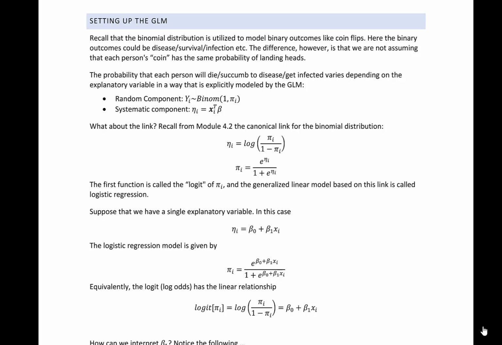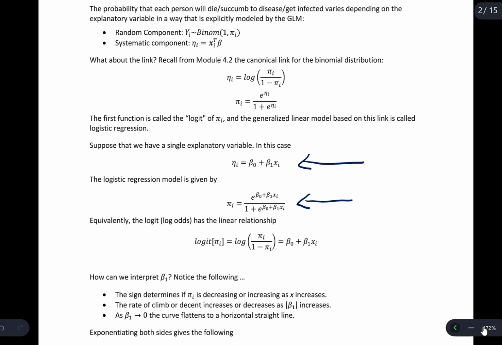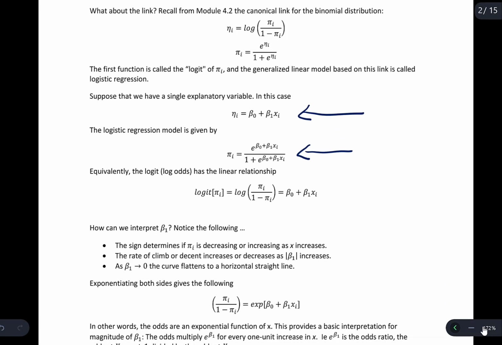So what about the link? Recall from Module 4.2, the canonical link for the binomial distribution is as follows. The function is called the logit of pi i, and the generalized linear model based on this link is called logistic regression. Suppose that we have a single explanatory variable. In this case, our systematic component will only consist of the intercept and the coefficient for that explanatory variable. The logistic regression is then modeled by the following. And equivalently, we can write the logit or log odds as this relationship here.